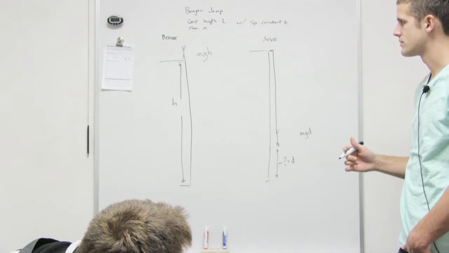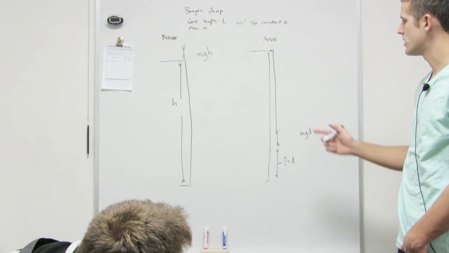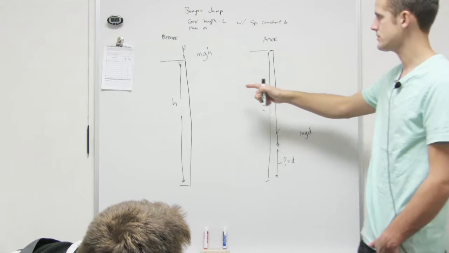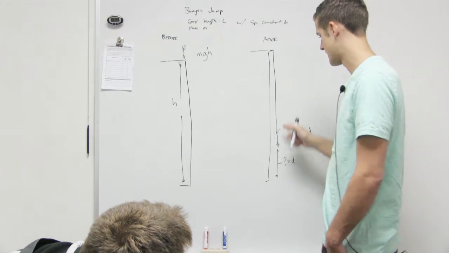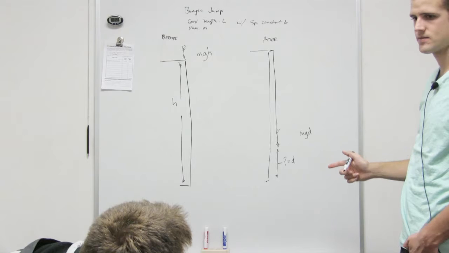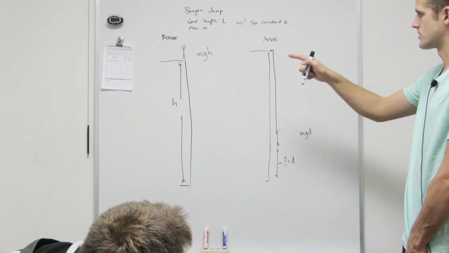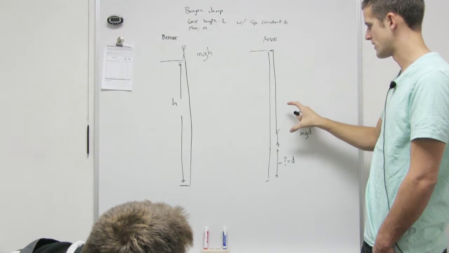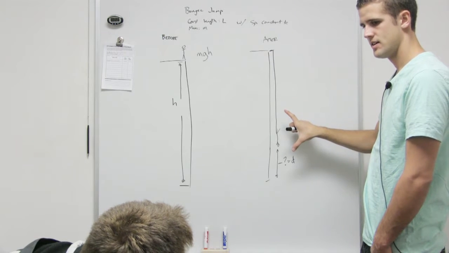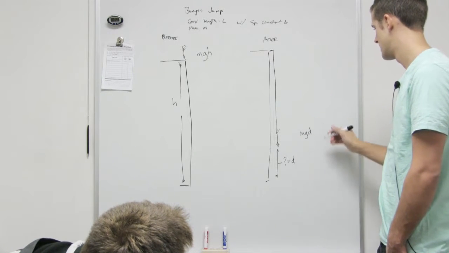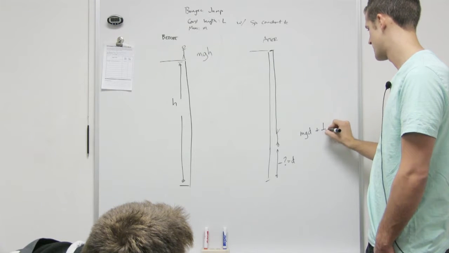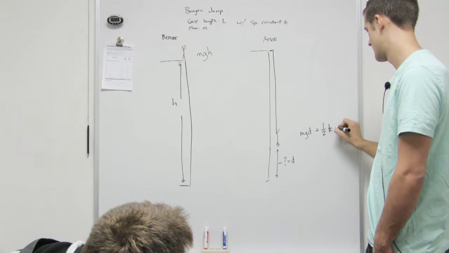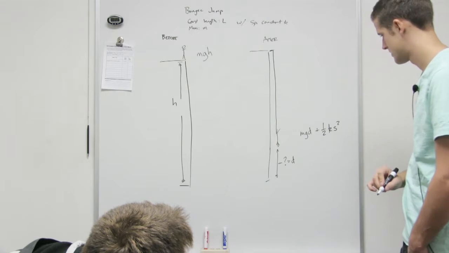If the bungee cord wasn't there, all this would be transferred into kinetic energy and she'd just fall and hit the ground. But in this case, it was transferred into kinetic energy and then it slowed her down by stretching out that spring, until it stopped her. So this will have spring potential energy, which is 1/2 k s squared.